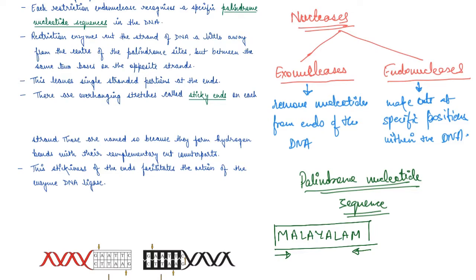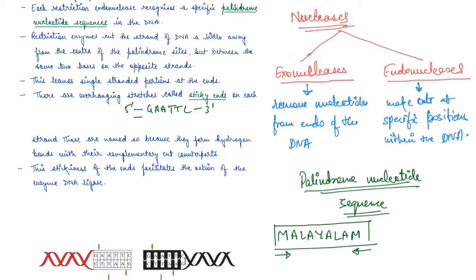Now, in a similar way, a palindromic nucleotide sequence is something where you get the same sequence when you read the two strands. If you read both the strands in the 5' to 3' direction, you get the same sequence. And if you read it backwards from 3' to 5', you again get the same sequence. I'll give you another example. Say there is a sequence GAATTC, right? This is 5' to 3'.